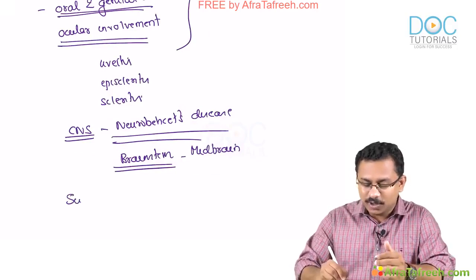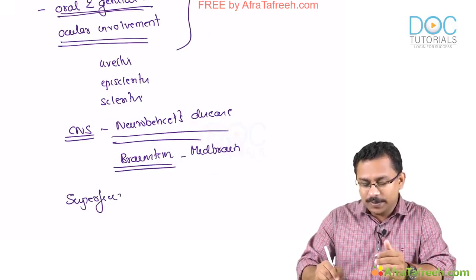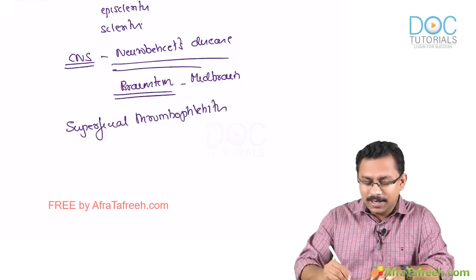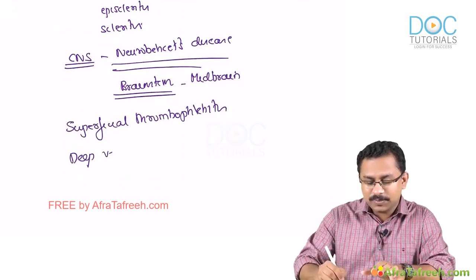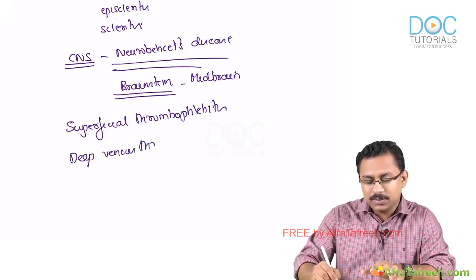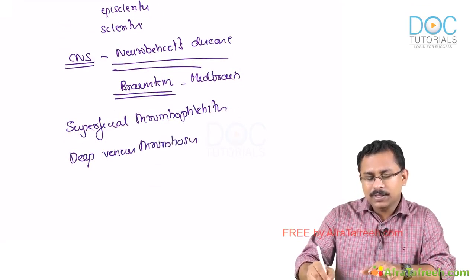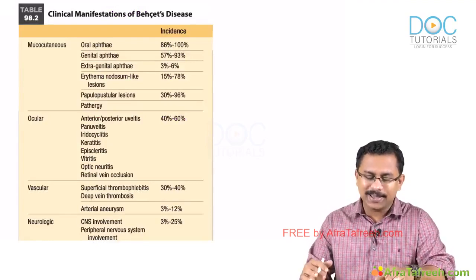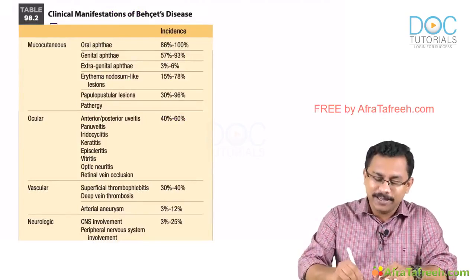either a superficial thrombophlebitis, or a deep venous affection. There may even be a deep venous thrombosis. So these are some of the important manifestations. So let's have a quick look at the manifestations of Behçet's disease.